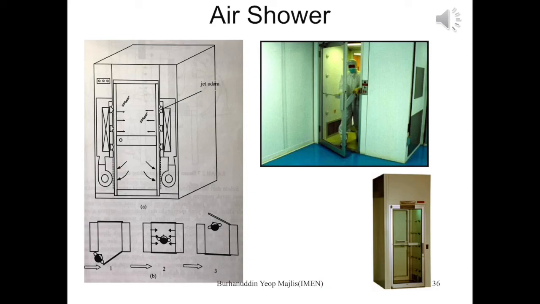The slide shows the picture of an air shower. You can see from the left diagram how we enter the clean room through the air shower. First we open the door, and then we are in the shower, and the air will blow. After a few seconds, for example 40 seconds, we can set the time, the door inside the clean room will open, and then you can enter the clean room.